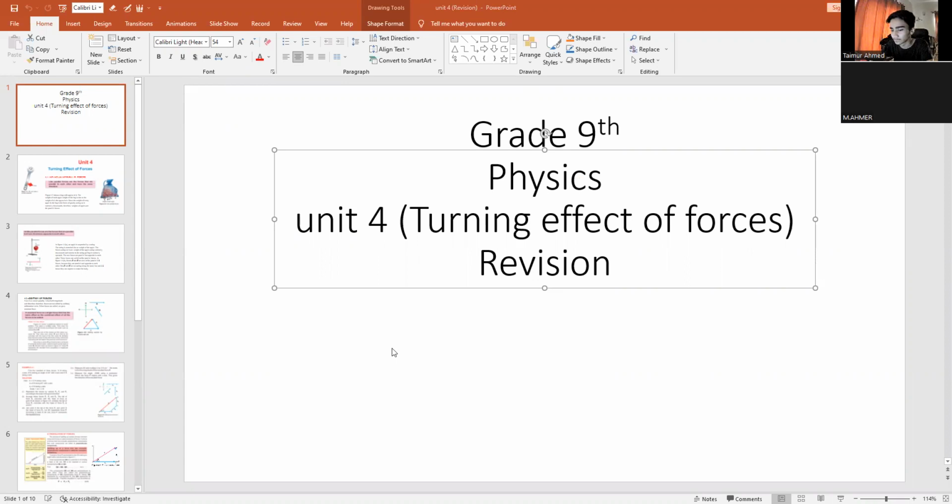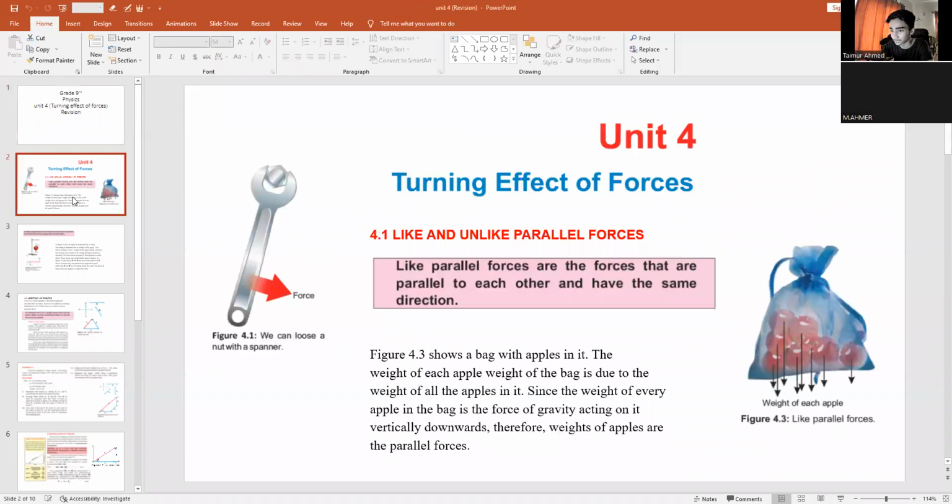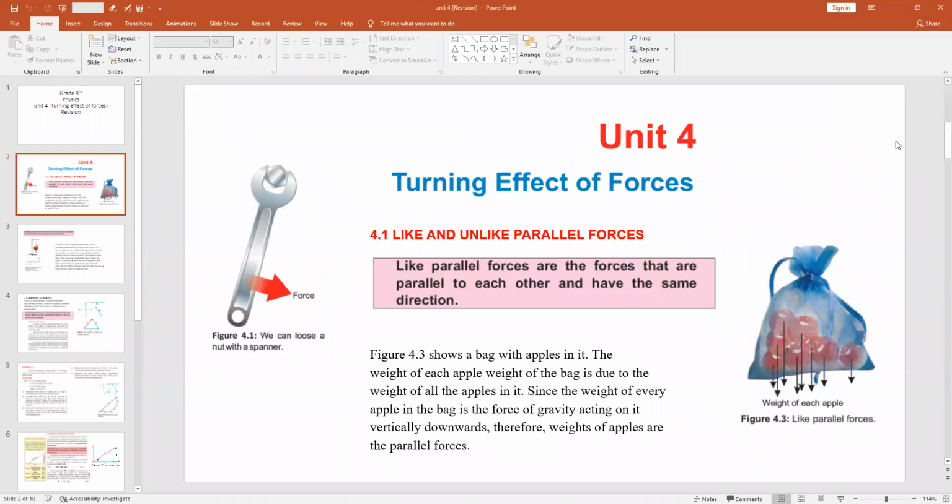So students, today we will revise unit 4, that is turning effect of forces. So you can open your book, page number 86. So first of all, we will discuss like and unlike parallel forces.